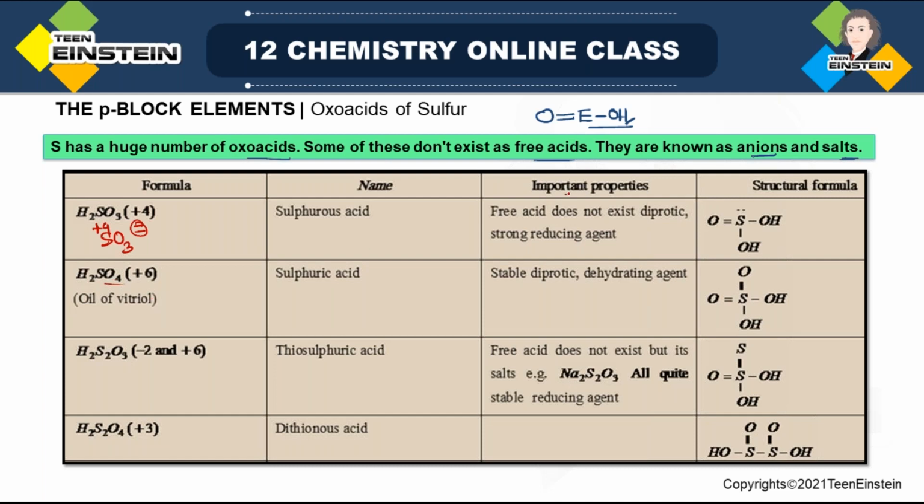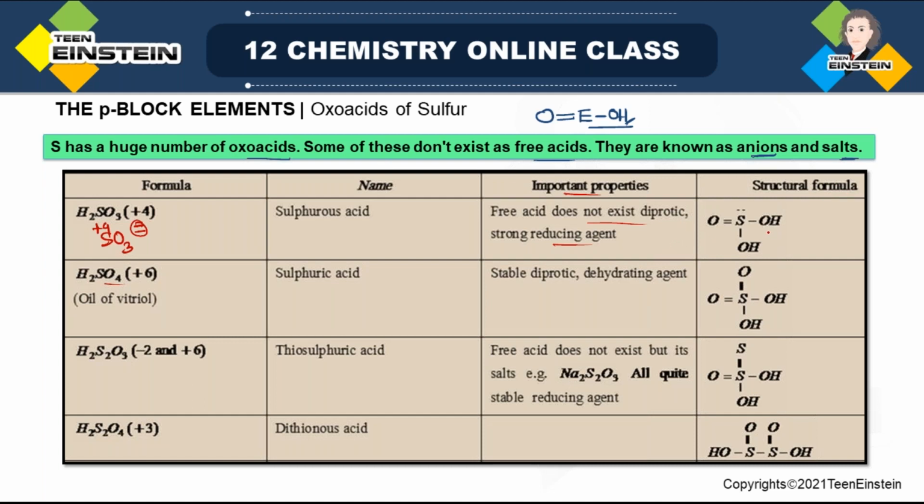In this case, an important property: the free acid doesn't exist. And it is a strong reducing agent, because here the oxidation state of sulfur is +4. So it can donate electrons and after oxidation it will be converted to the +6 state. So that is why this is possible. But this type of behavior is not possible if the oxidation state is +6.